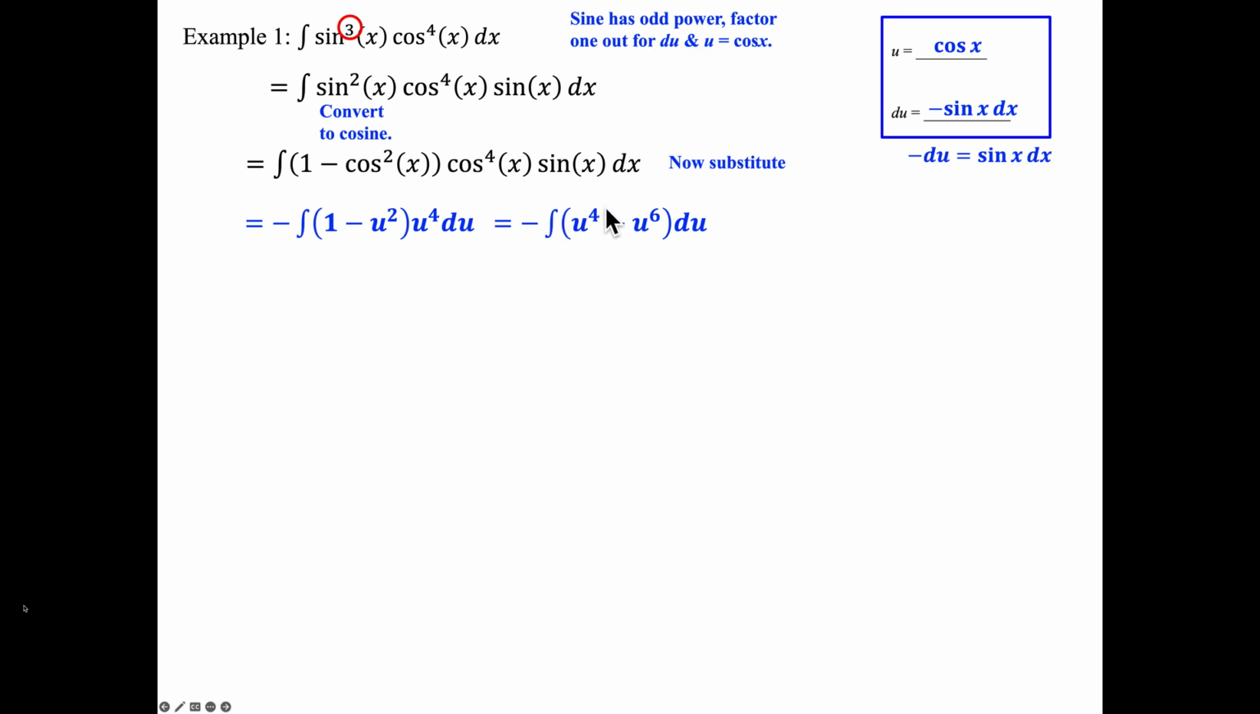So we'll get u to the fifth over 5, or 1/5 u to the fifth, minus u to the seventh over 7, or 1/7 times u to the seventh. Either way you want to write it is fine. Keep your negative out in front. You can distribute it in now, or you can replace your u's with the cosine of x. So distributing in makes this fraction a negative, second fraction is positive. Bringing in your cosine, now it's cosine of x to the fifth power, cosine x to the seventh power, and then don't forget your plus c.